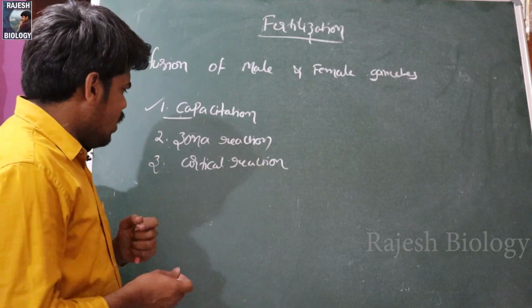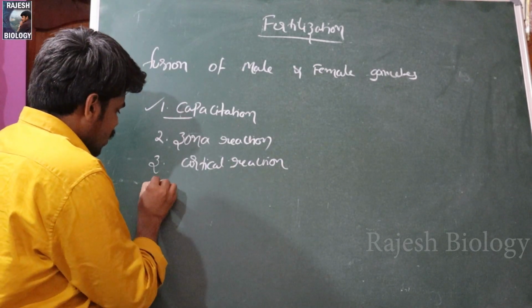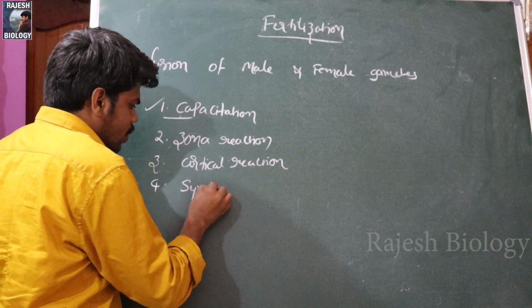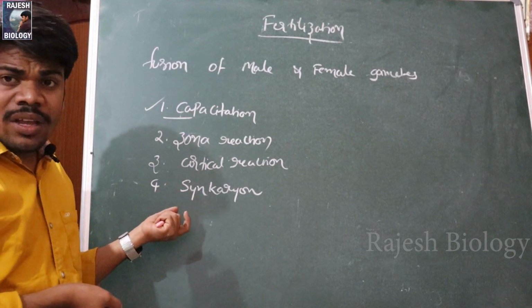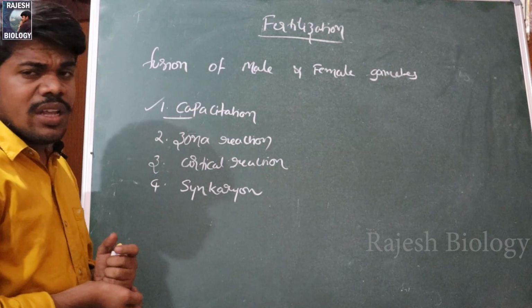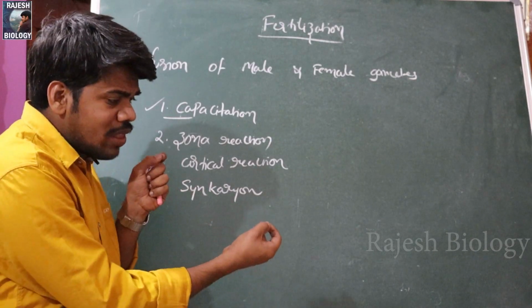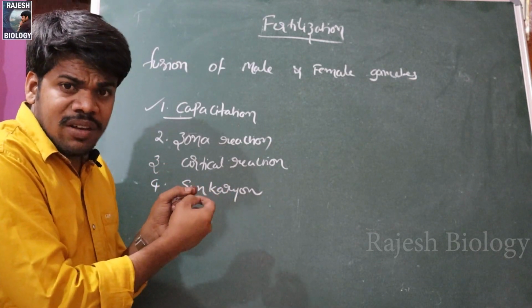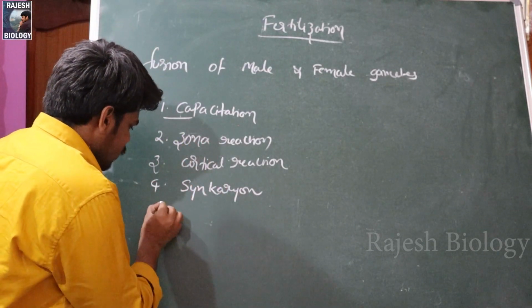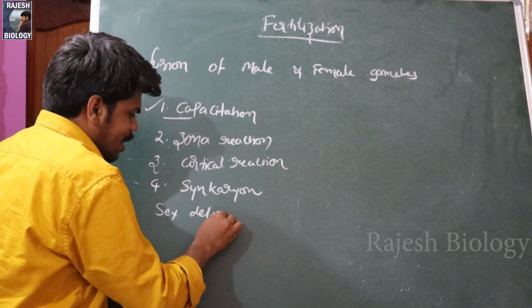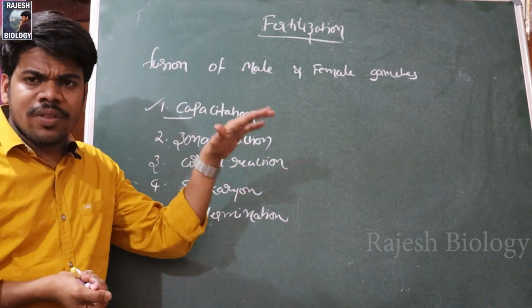After the cortical reaction, the secondary oocyte completes its second meiotic division and develops into the ovum. Only after the second meiotic division is over, the fusion of the two nuclei happens, and syncaryon is formed. This syncaryon is called the zygote. At the moment when the nuclei of both gametes fuse with one another, the sex of the baby is determined. That is sex determination. All these happen in the process of fertilization.